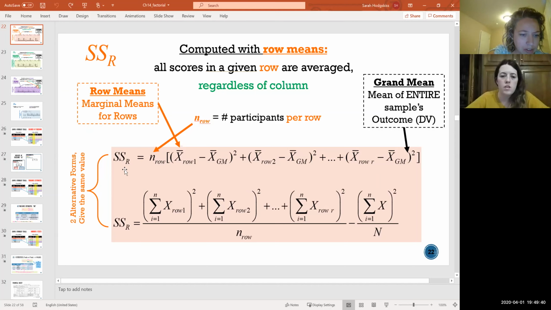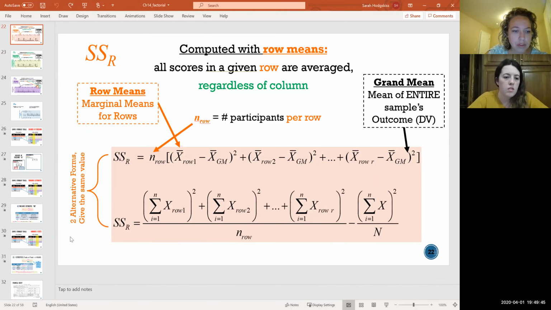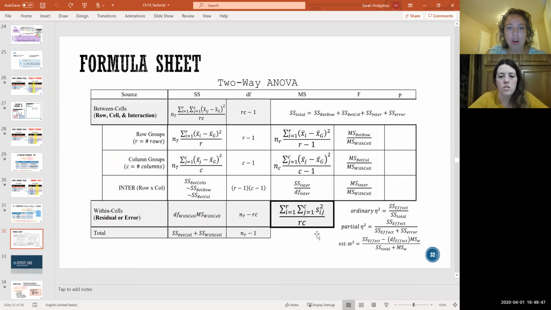So if you go now to slide 32, under the first column, source, look at row groups. In your exam problem you're working on, there are 2 rows, vegetarians and non-vegetarians. So little r is 2. So we've got a formula for SS, a formula for degrees of freedom, which you figured out is 1, and then mean squared.